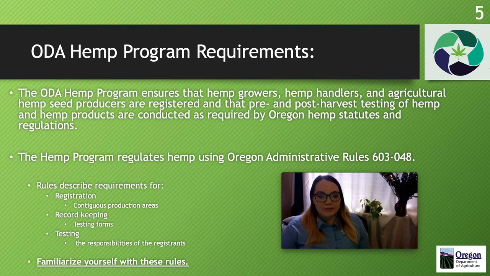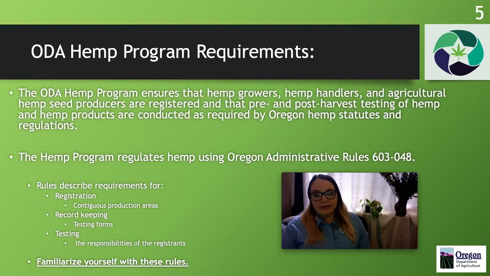The hemp program regulates hemp using the Oregon Administrative Rule 603-048. I really want you guys, or everyone out there, to familiarize yourself with these rules. It provides so much context to the testing requirements that you use every day, and it'll really allow for a better understanding.